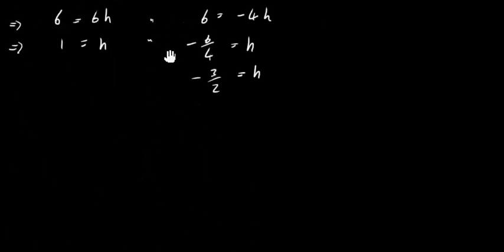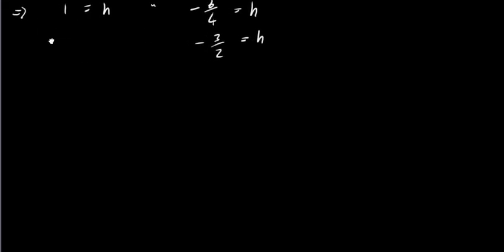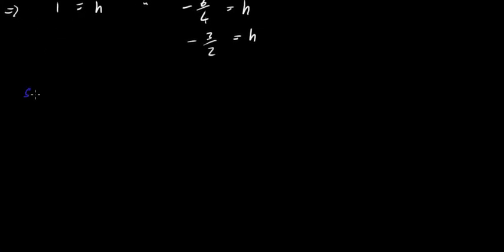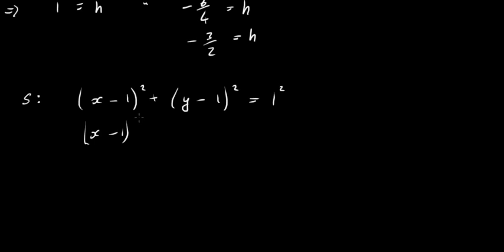So let me just write that out. Our circle S here is going to be x minus 1 squared plus y minus 1 squared is equal to 1 squared, which is just 1. So it's just going to be x minus 1 squared plus y minus 1 squared is equal to 1. So this is the equation of our circle, and that's it for this particular question.